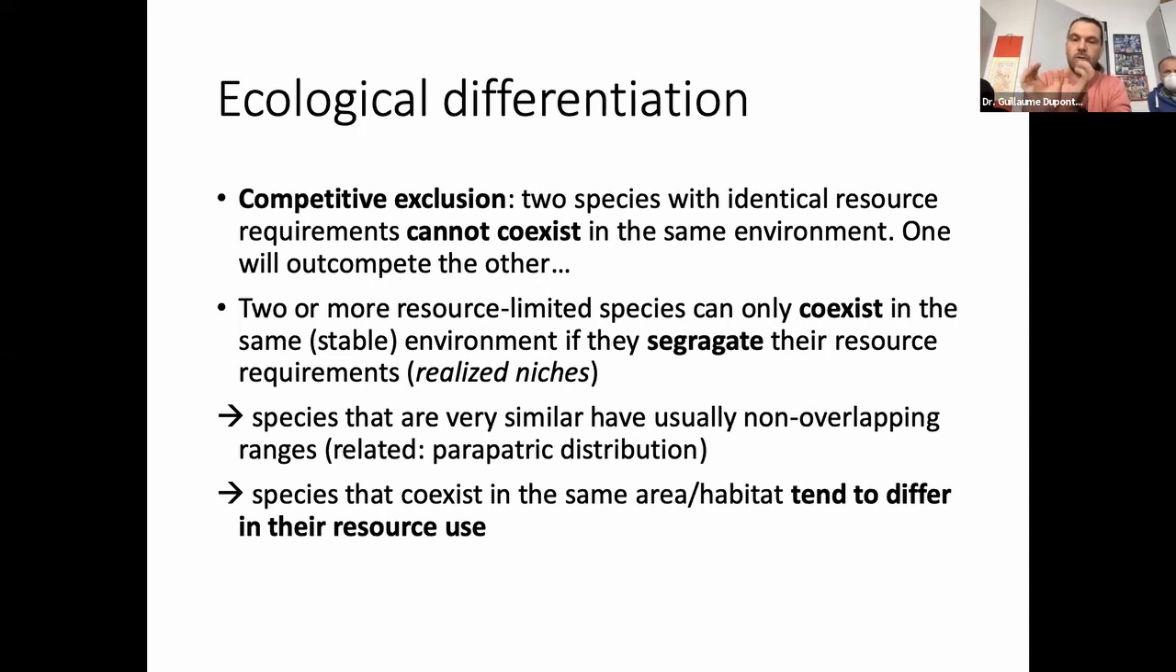They can only coexist if they segregate their resource requirements, if they somehow feed, for instance, as a bird, on slightly different resources. This is the realized niche. So they compete with each other. They might eat more or different forms of food, but if they co-occur, they have to split so that they are not going extinct, or one of them at least. So that means that if we have co-occurrence of closely related species, they tend to differ in their resource use.